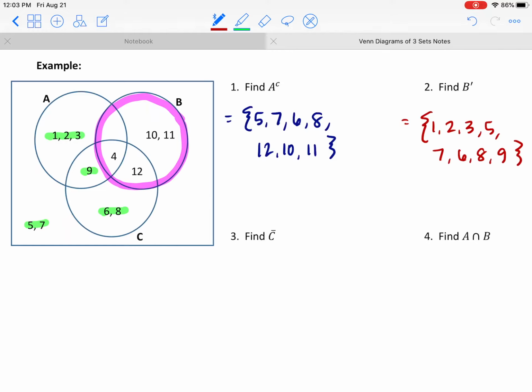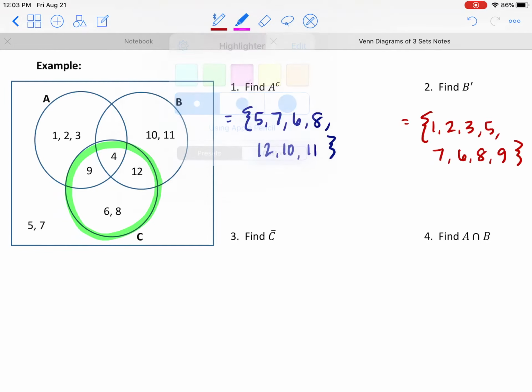Alright, number 3, same thing. Okay, we're looking for different notation, but same thing, complement of C. So let's get rid of all this. We have complement of C. So here's C. Complement of C is what's not in there.